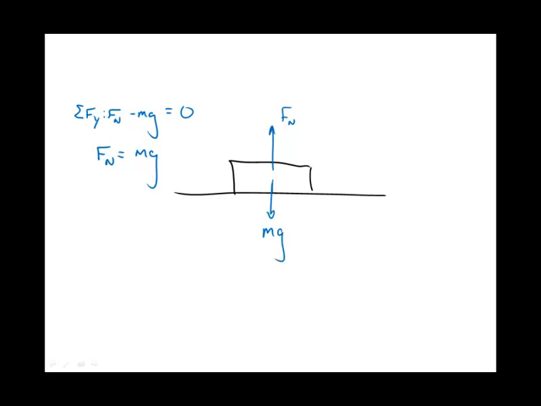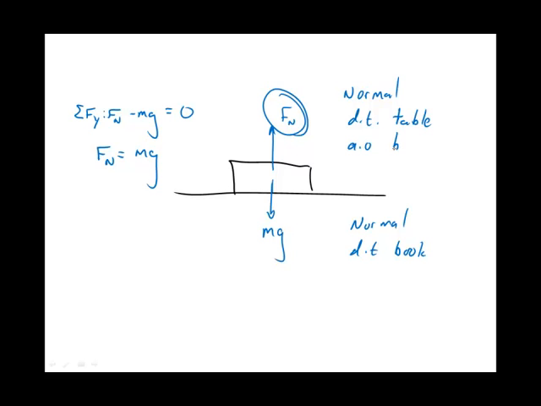But if somehow I pulled the table out from underneath, the book would still fall under the influence of gravity. And so the normal force in this scenario, where I pull the table out from underneath it, would disappear. So if the action is the normal force due to the table acting on the book, then the reaction is going to be a normal force due to the book acting on the table. And so those forces are equal and opposite, but they're acting on different objects. One is acting on the book, the other is acting on the table. So this is a really important thing to understand.